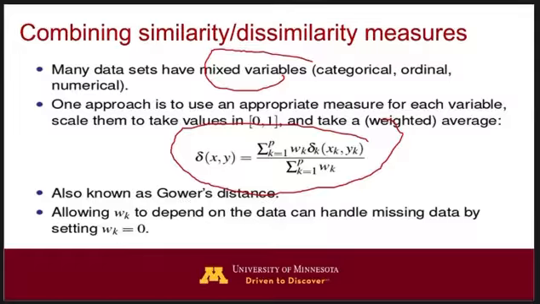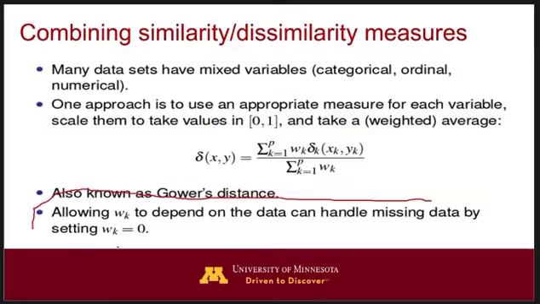Okay, call it a Gower distance, and in case there's missing data, please pay attention. It allows w_k to depend on the data, so it can handle missing data by setting w_k to zero. At times we can also have issues with missing data.